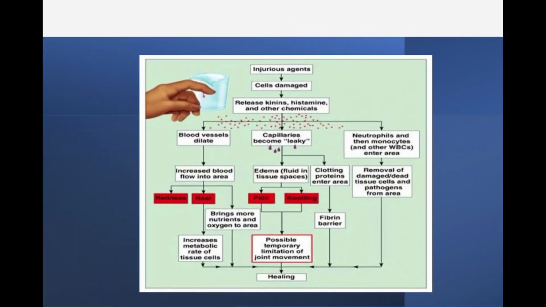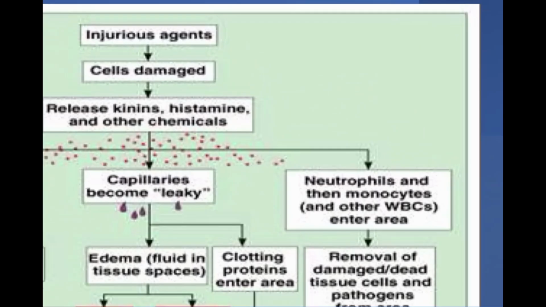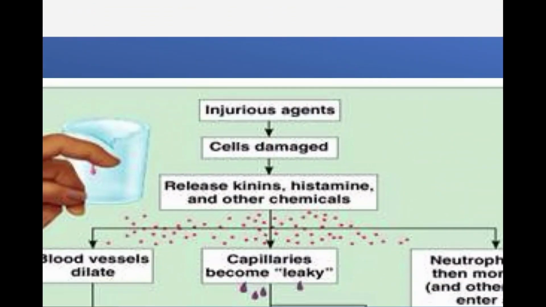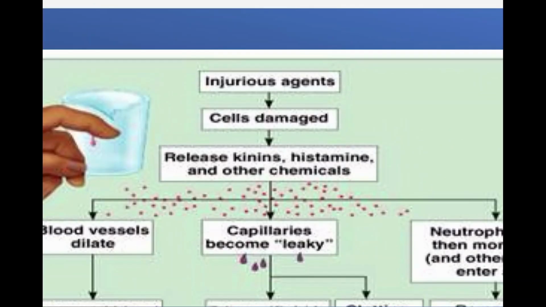So here is the big one that kind of talks about everything. We've got an injurious agent, a splinter in the finger, a paper cut, whatever it is. Our cells get damaged. When the cells get damaged, they release kinins, histamine, and other chemicals. Leukotrienes, prostaglandins, and histamine are the big ones that come out.